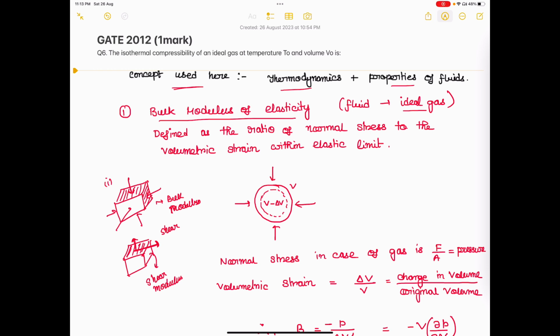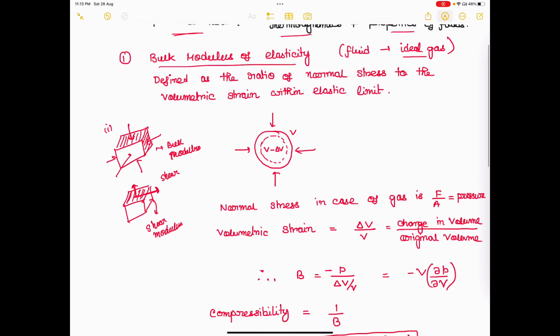Because it is always resulting in a decrease in the volume when the force is applied from the outside. Therefore, there will be a change in the volume and that change will be negative. So we will be using that negative sign as well. Therefore, as the definition says, it is the ratio of the normal stress to the volumetric strain.